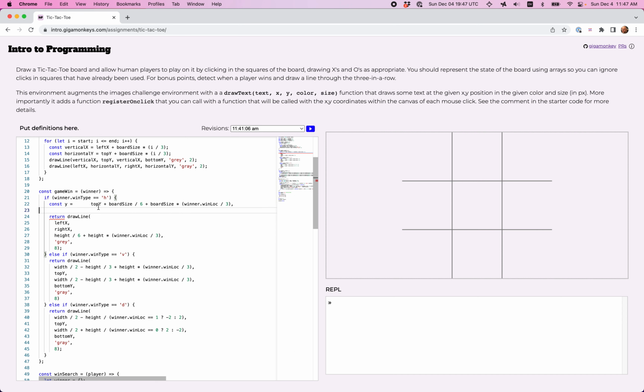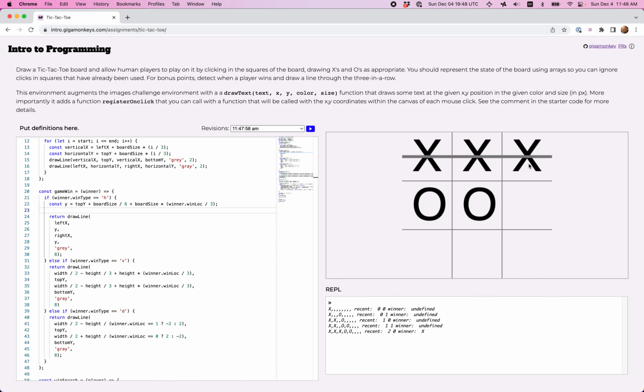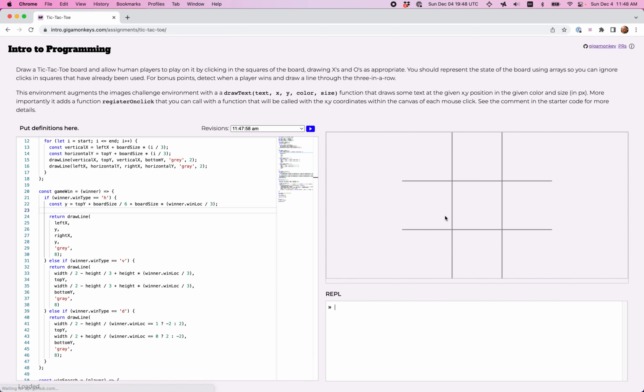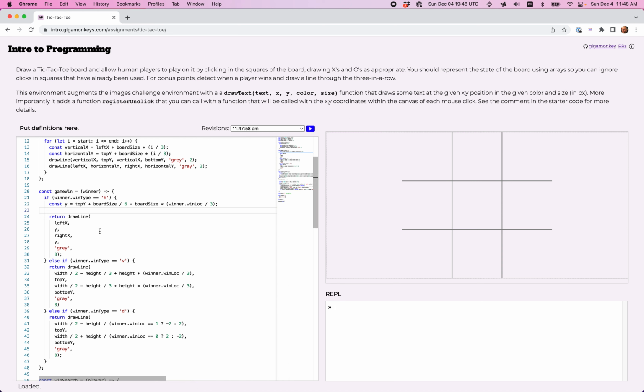So the y value for a horizontal win goes here. And that should obviously be the same value. And now that we've done that, let's try this. So let's see, x, o, x, o, x. Okay, it draws in the right place. X, o, x, o, x. I'm going to be confident that it works.